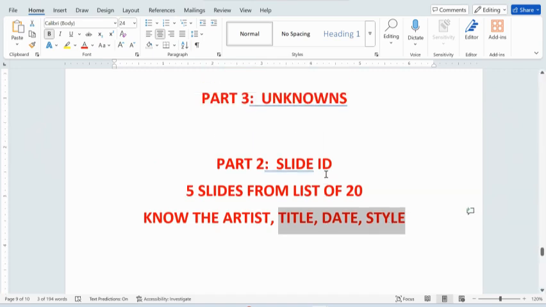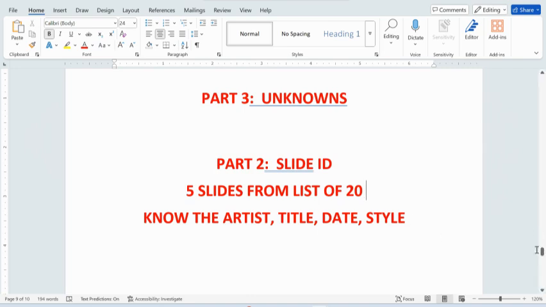The third part is called an unknown. I'm going to show you 2 works of art that we did not discuss in class. And I want you to tell me what style they are based on what you have learned from the class.